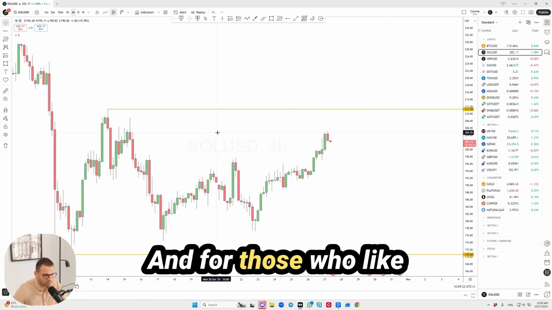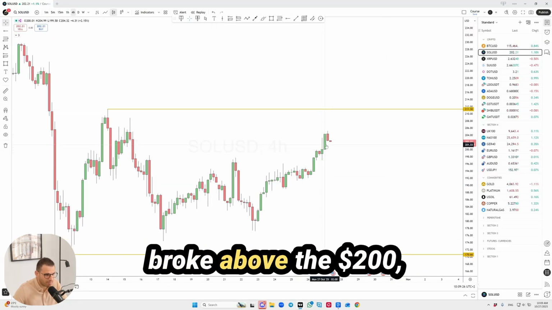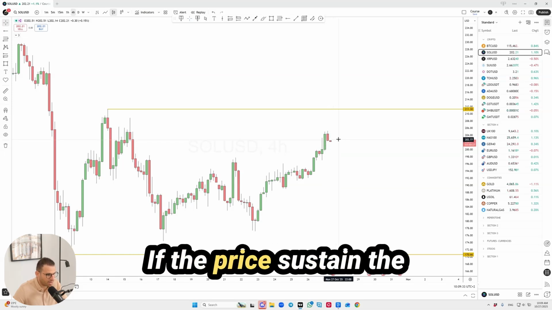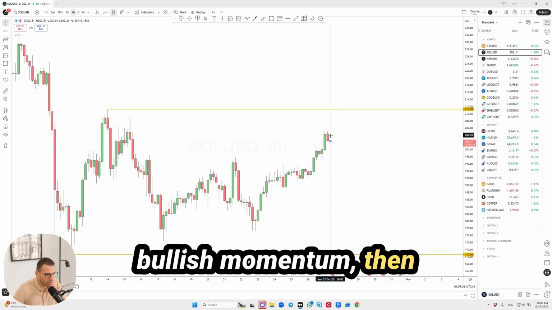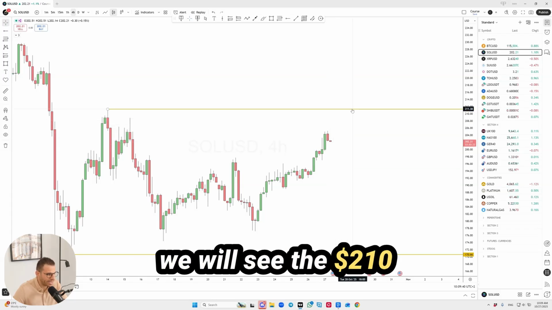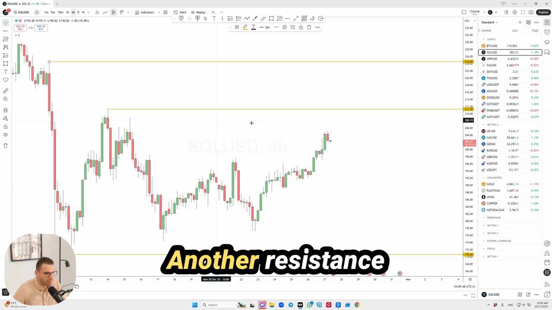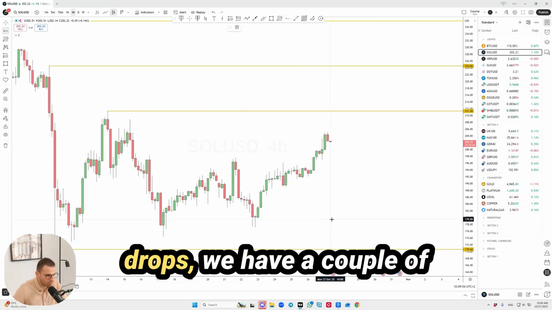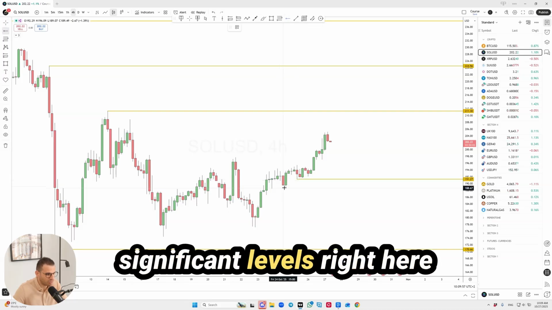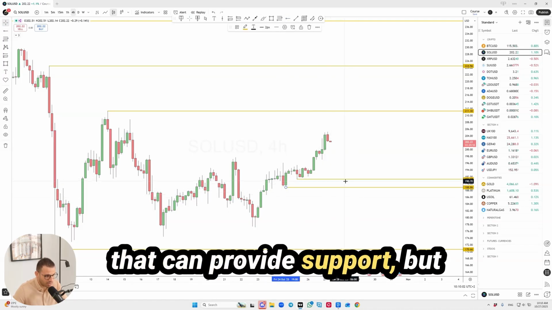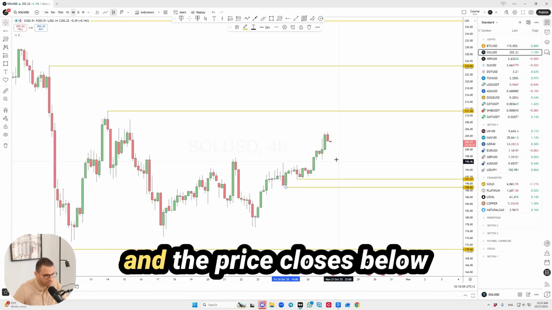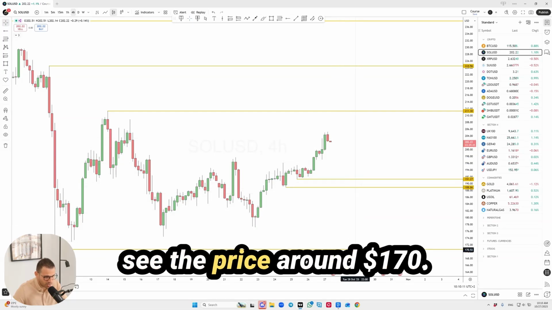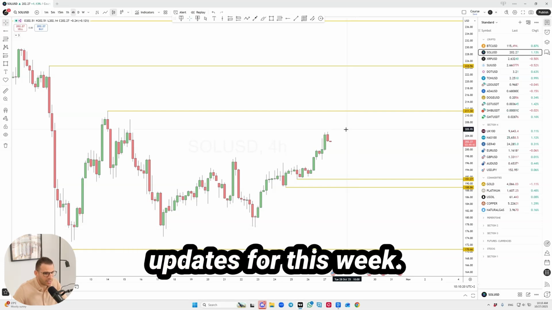And the next key level of support will be down here exactly at $103,500. And for those who like to trade the Solana, it broke above the $200 earlier this morning, which is a positive sign. If the price sustains the bullish momentum, then we will see the $210 being the next resistance. Another resistance will be at $224. On the other hand, if the price drops, we have a couple of significant levels right here that can provide support. But if they fail to provide support and the price closes below $188, then we will definitely see the price around $170. These are the market updates for this week.